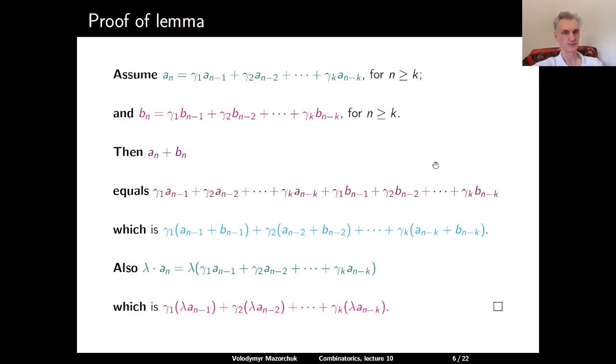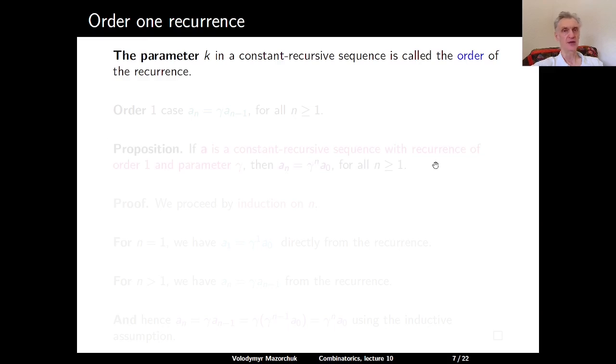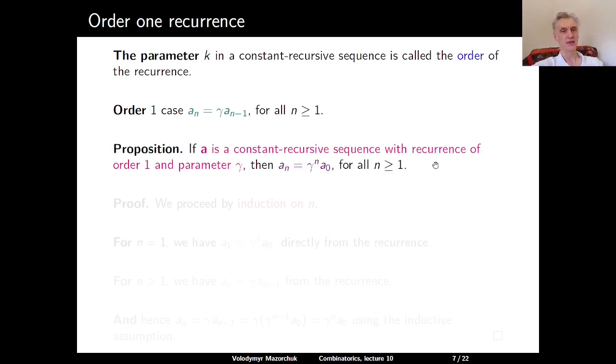The parameter k in a constant recursive sequence is usually called the order of the recurrence. If we have a constant recursive sequence of order 1, this means that a_n is equal to gamma a_{n-1} for all n greater than or equal to 1, where gamma is a fixed complex number. Proposition: if A is a constant recursive sequence with recurrence of order 1 and parameter gamma, then a_n is equal to a_0 times gamma to the power n for all n greater than or equal to 1.